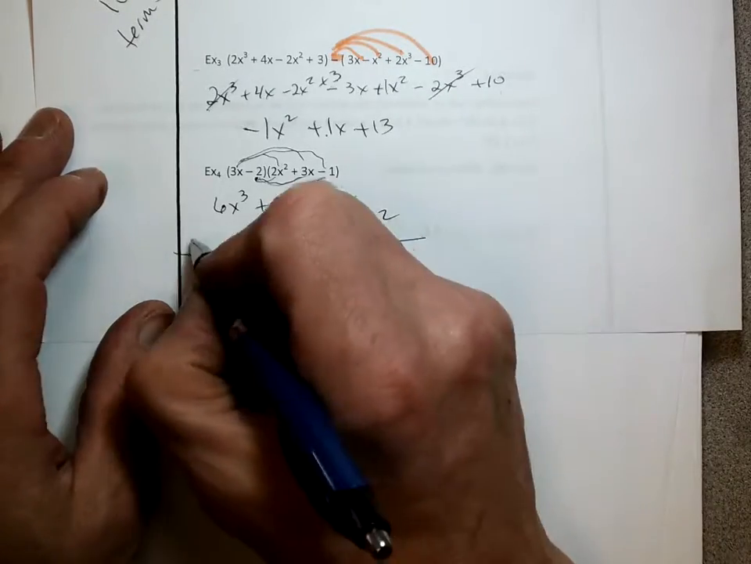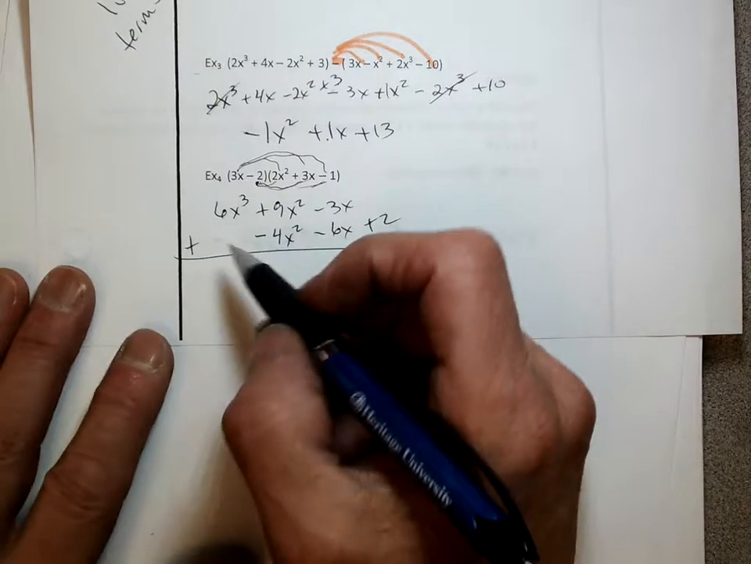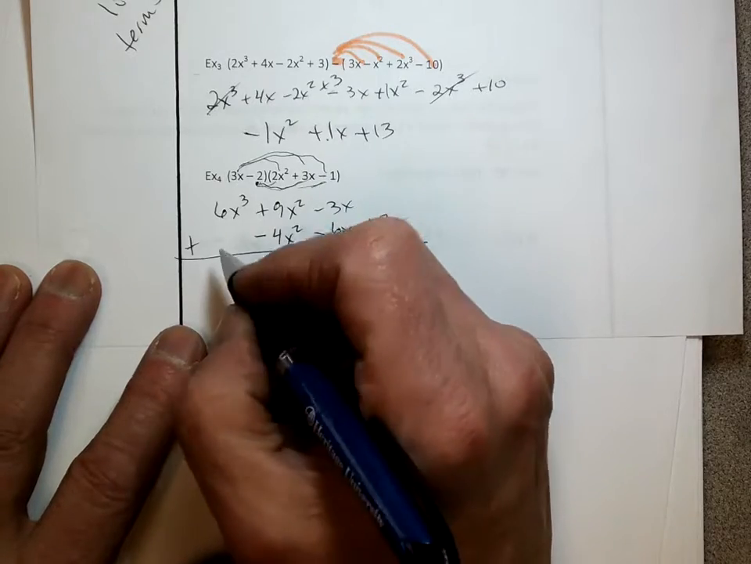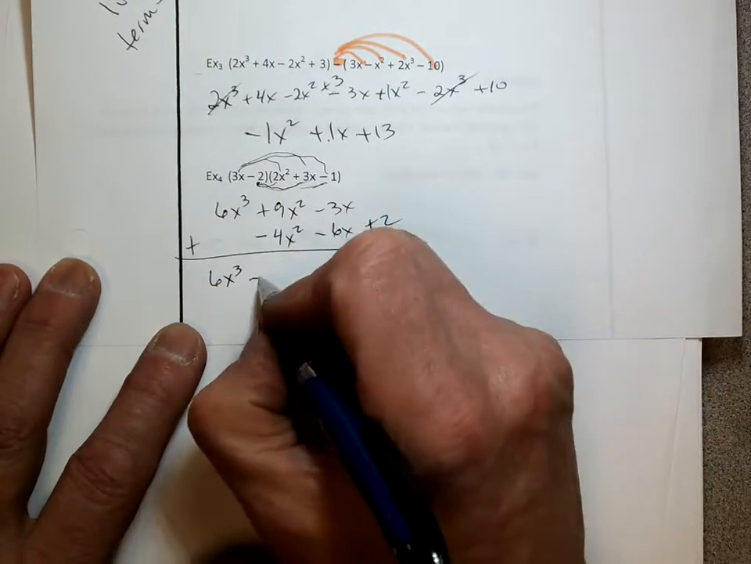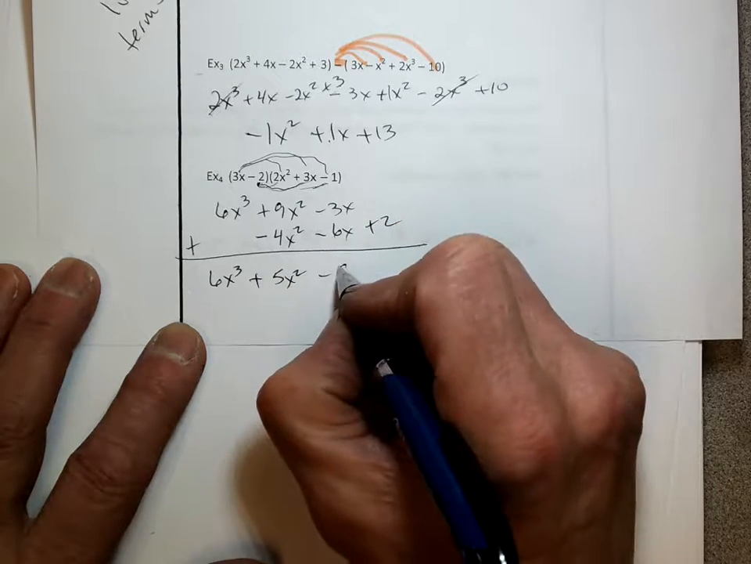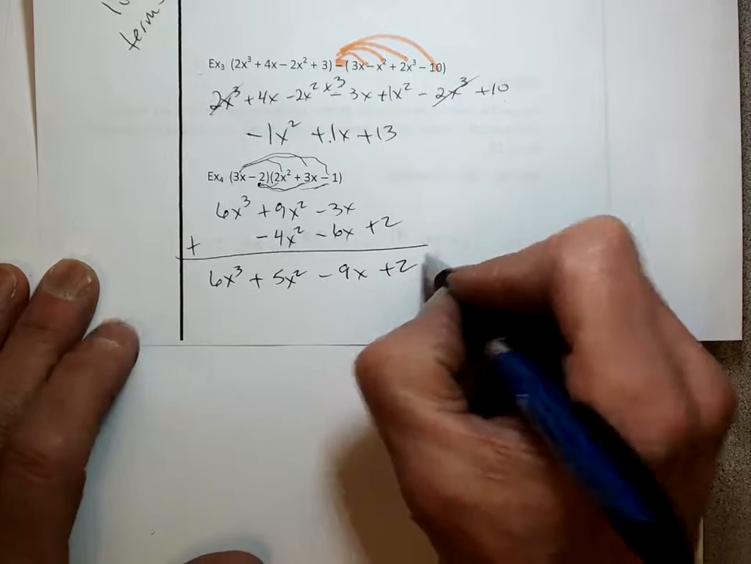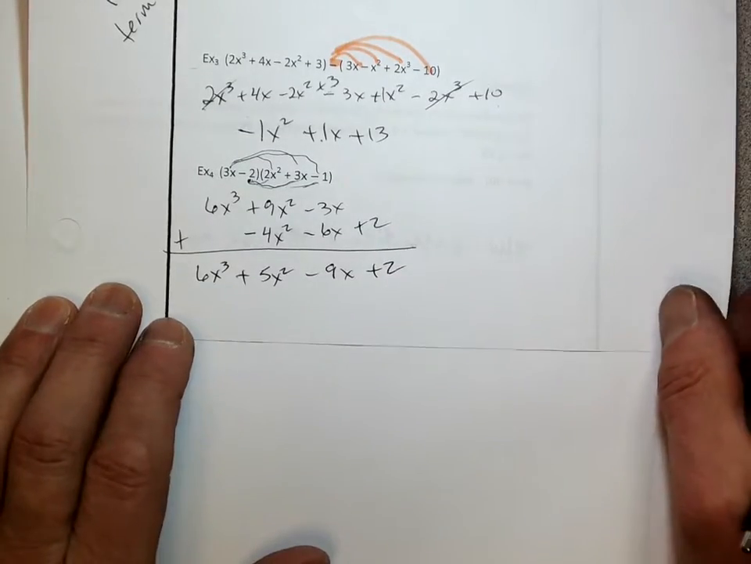So now the nice thing is by lining them up, everything's lined up, okay? 6x cubed. See, it is the only x cubed, so 6x cubed plus 5x squared minus 9x plus 2. Bailey's going, I got this. Got this, okay? Okay, is everyone ready to turn the page?